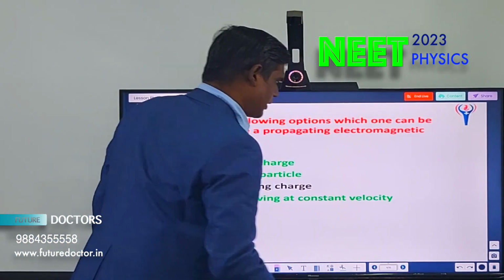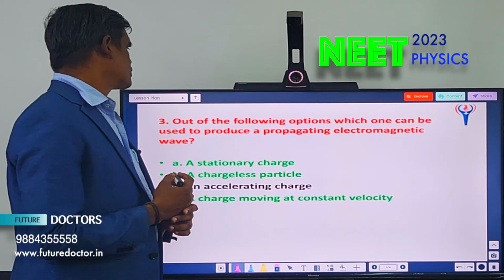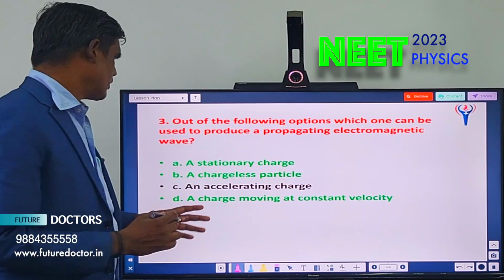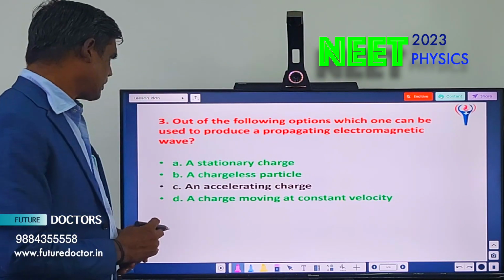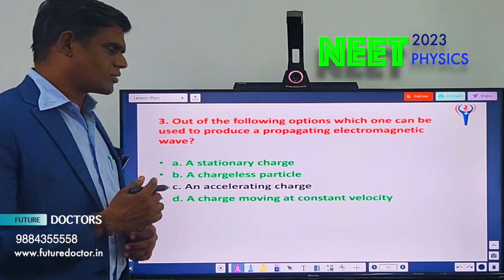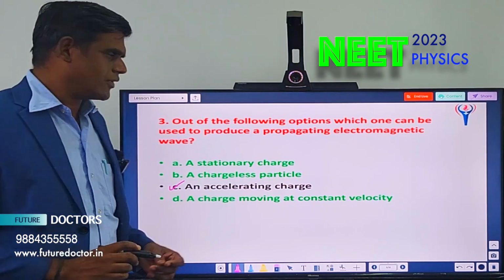Let's move to question number 3. Out of the following options, which one can be used to produce a propagating electromagnetic wave? A stationary charge will not produce an electromagnetic wave. A chargeless particle is not possible to produce an electromagnetic wave. A charge moving at constant velocity is also not possible. Accelerating charges only produce EM wave, that is an electromagnetic wave.